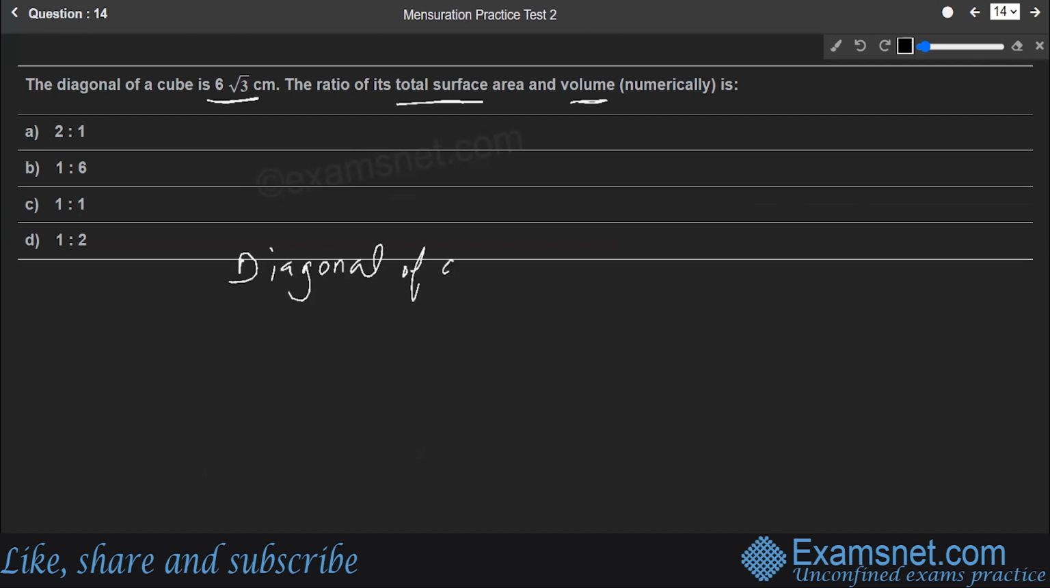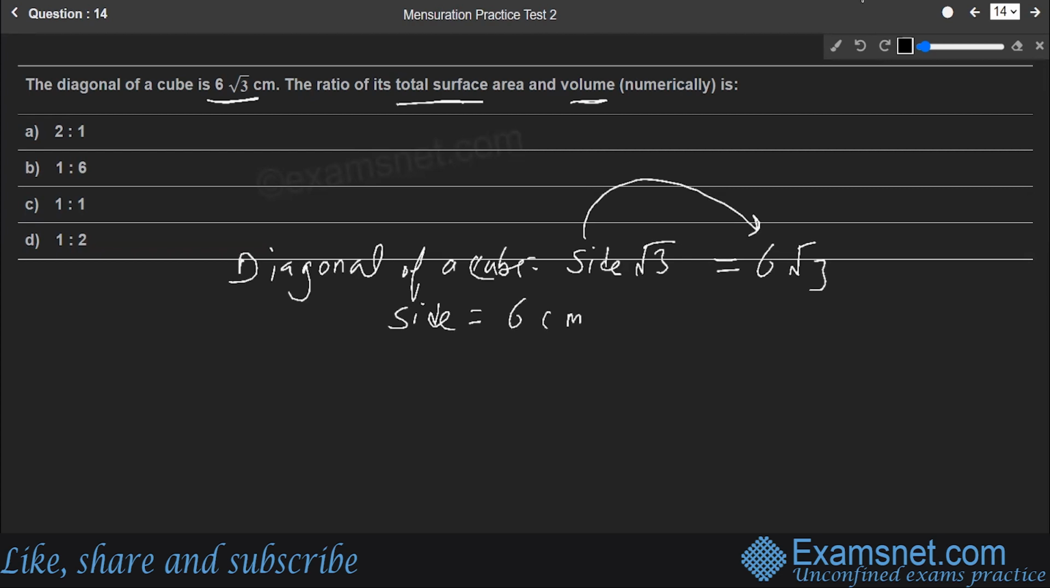The formula for the diagonal of a cube is nothing but side root 3, and this particular side root 3 value is given to us as 6 root 3. So clearly we can equate both the things. So side value is 6. By this we can understand the side value is nothing but 6 centimeters. So we have got the side of our cube.